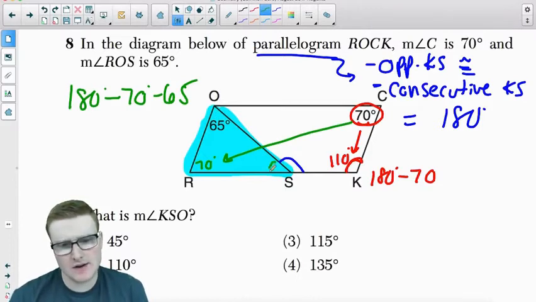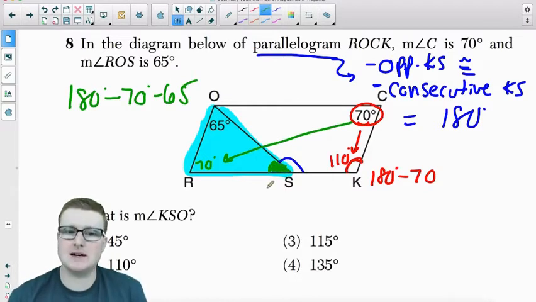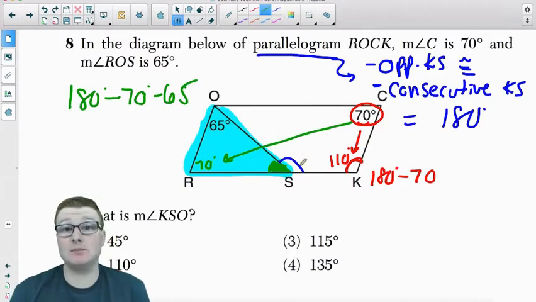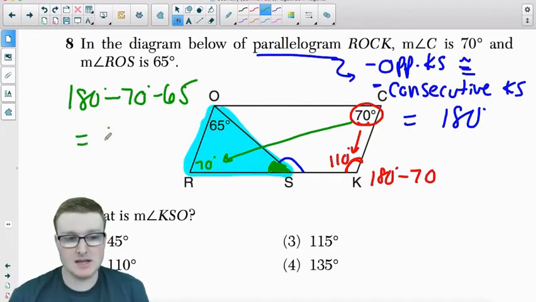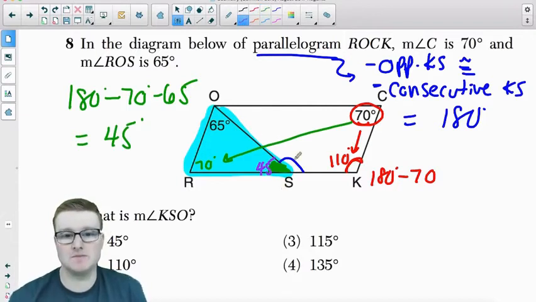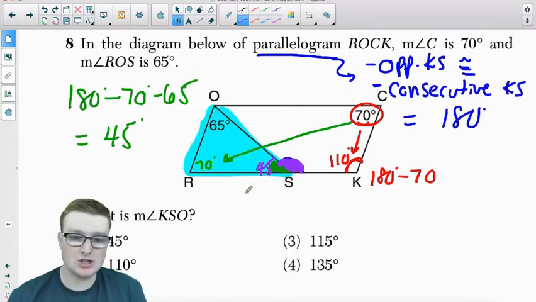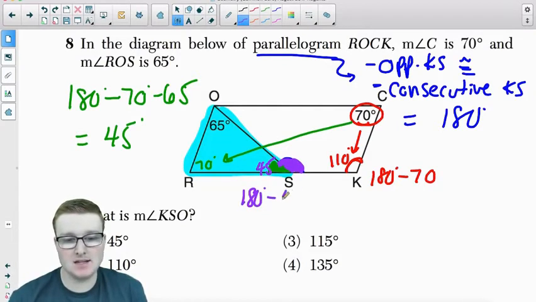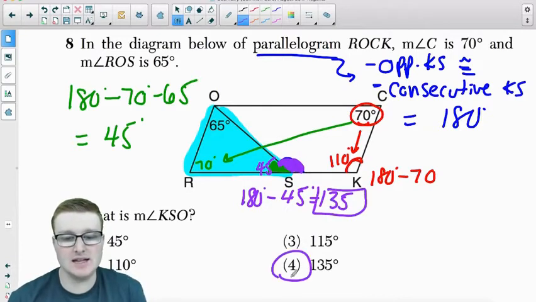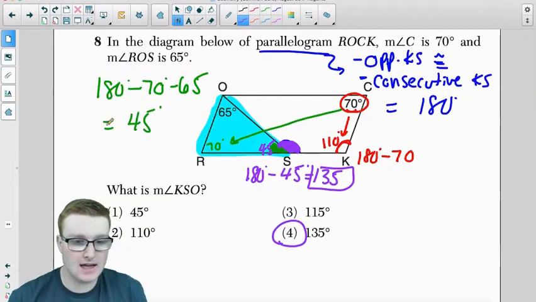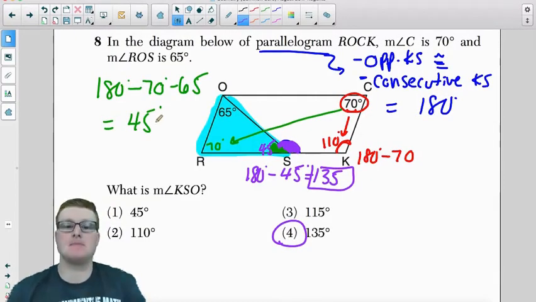What are we trying to find? We're trying to find that little angle in the corner right here, because if we find that one, we get the blue one next to it. So this is actually going to be equaling 45 degrees. So this angle right over here is 45 degrees. We can now find the supplement, which is next to it. This is the goal, the purple angle right there. We're trying to find that angle. So what we need to do is just take 180 degrees minus the 45 degrees, and you get 135 degrees. That is the measure of angle KSO. Pretty simple question. I didn't think it was that bad.